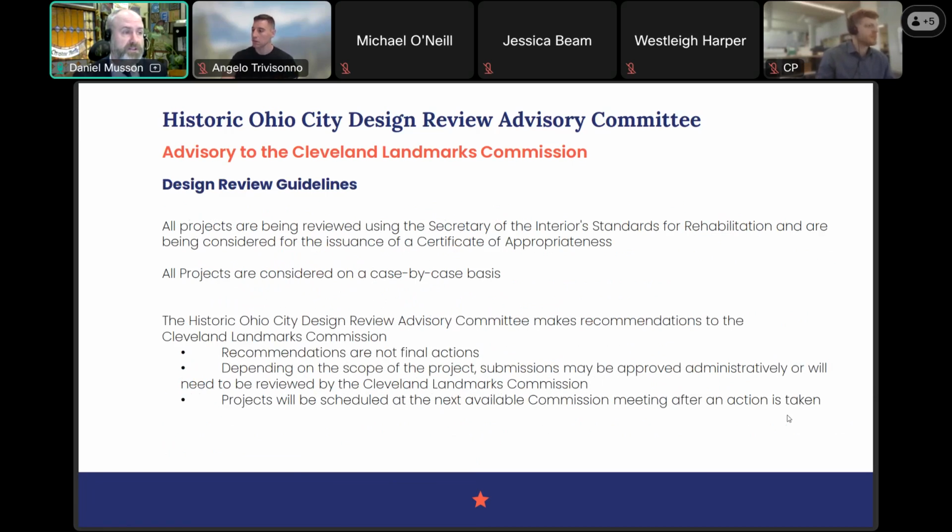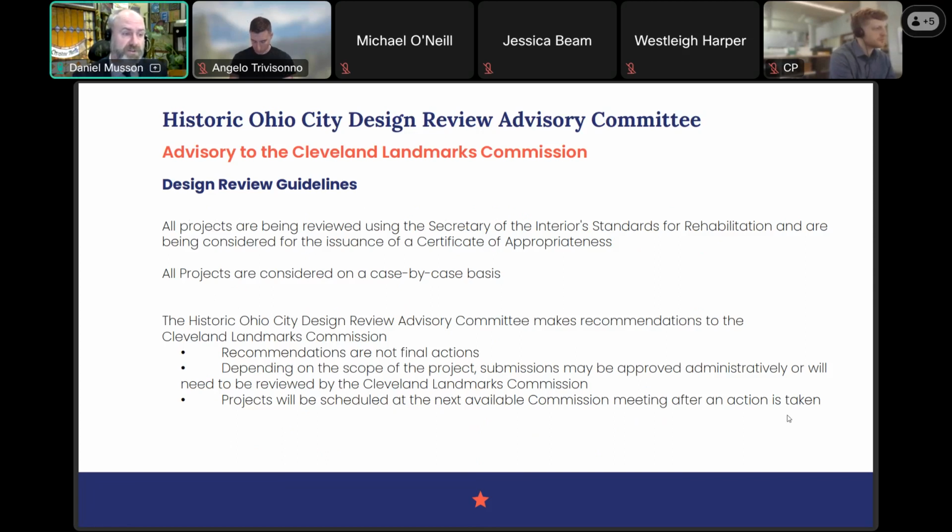As far as design review guidelines go, all projects are being reviewed using the Secretary of the Interior standards for rehabilitation and are being considered for the issuance of a certificate of appropriateness. As I said, today, since it's just concept, we won't be taking any votes or making any motions. But we are still applying the Secretary of the Interior standards and helping the applicants get to a point that they can make their final application.